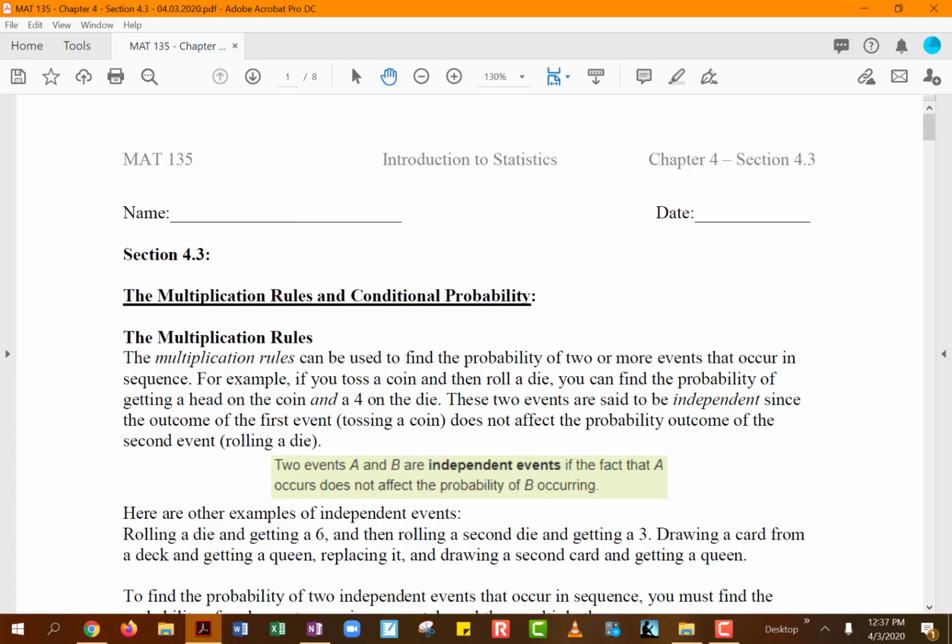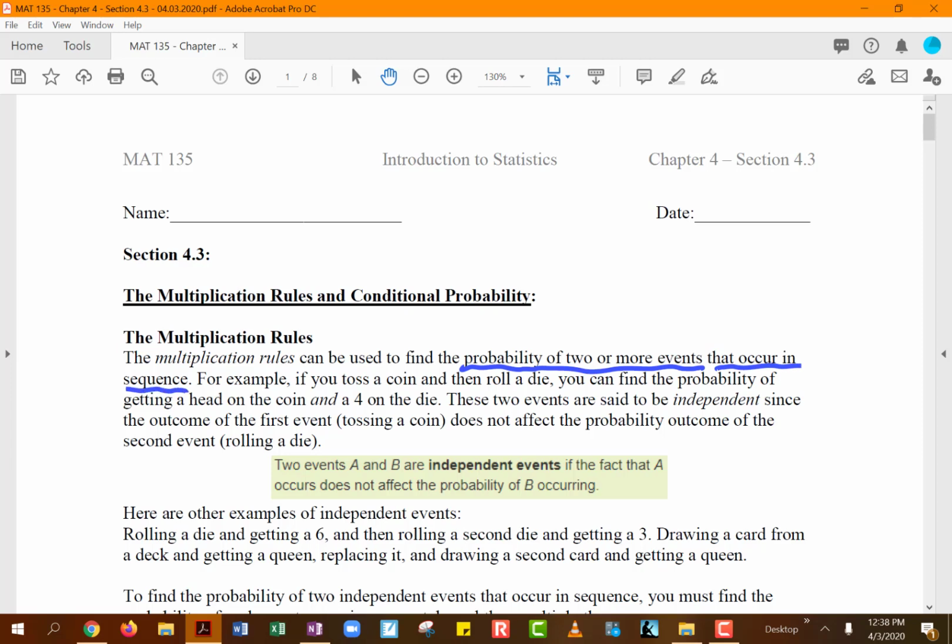So when we're talking about multiplication rules, we can use this when you're trying to find the probability of two or more events, which was kind of the same thing we did with the addition rule. But the difference here is that those events are going to occur in a sequence, which means one after the other.